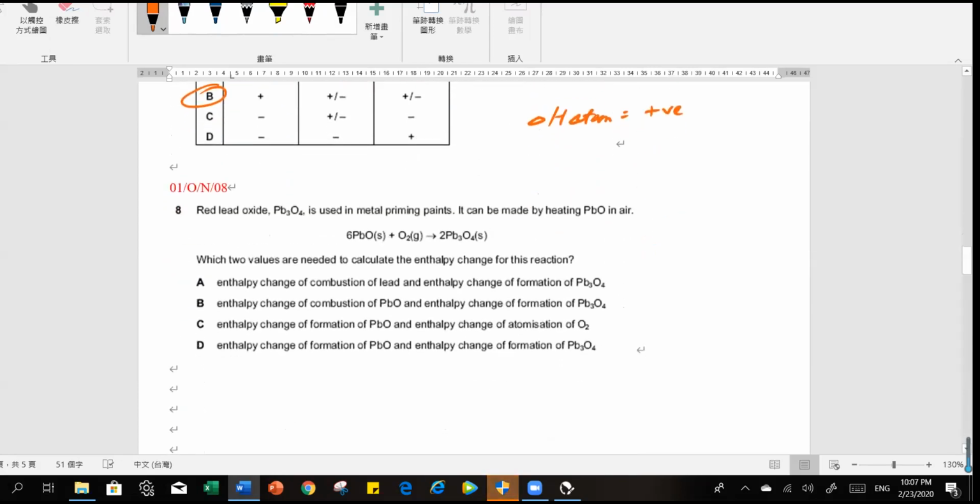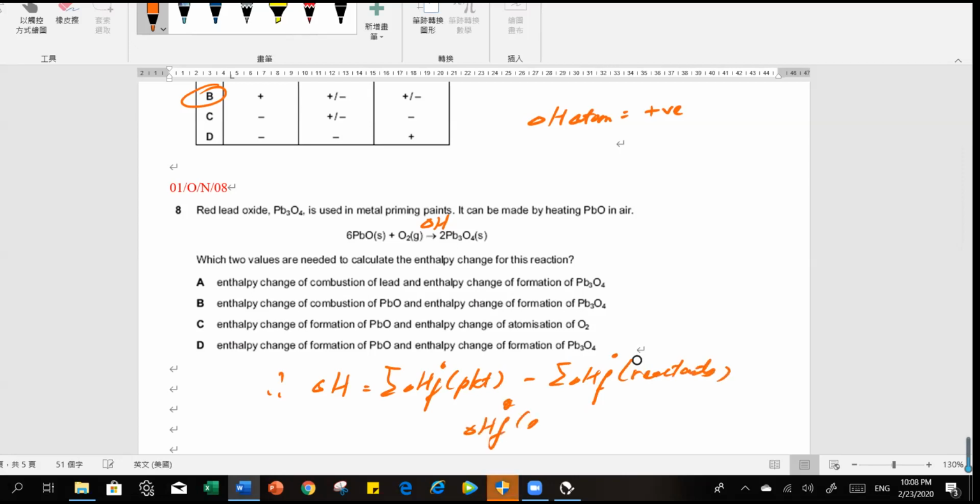And then what data do you need in order to work out this delta H? So basically, you learned an equation, right? Delta H is equal to the formation of product minus formation of reactant. Okay, but remember the formation of all elements is 0. You remember, right? So basically, you need this formation, but this one you don't need because it is an element. So the answer is this one, enthalpy change of formation and enthalpy change of formation of this, okay? Then by applying this equation, you can work out the delta H, okay?